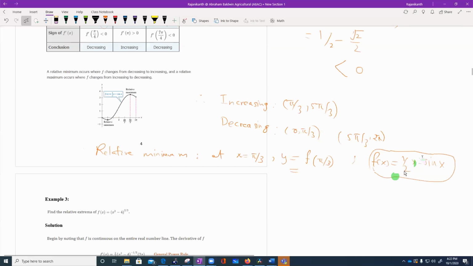So you need to find the minimum function value, simply plugging in pi over 3. So that will be half of pi over 3 minus sine pi over 3. Okay, so you will now have decimal values. Sine pi over 3 is square root 3 over 2.